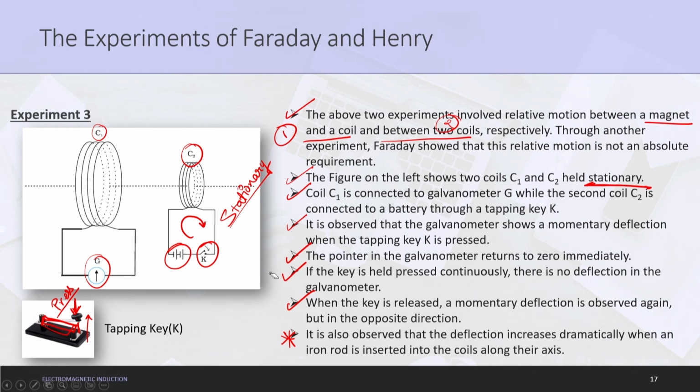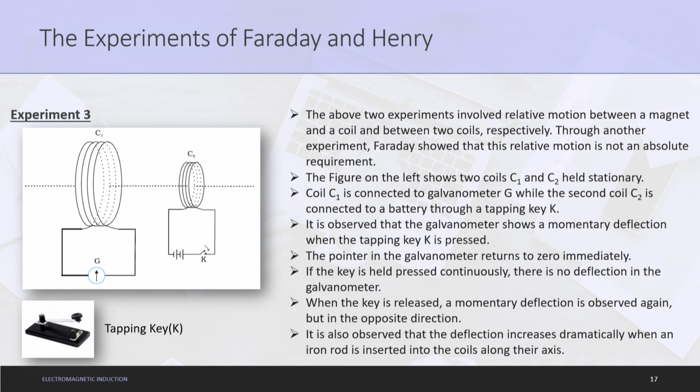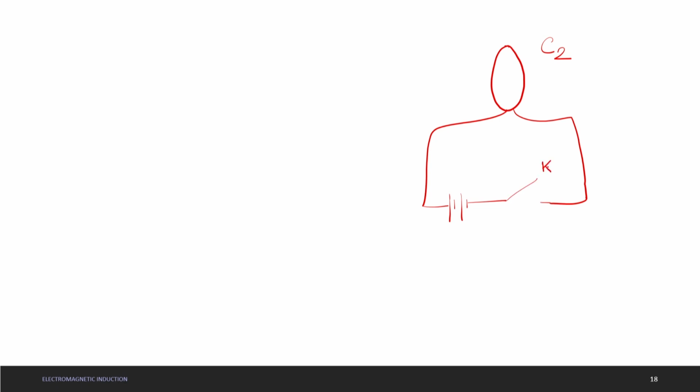First of all, I will try to explain why there is a momentary deflection, and why there was no deflection when the circuit was complete. So, to explain these three concepts, let us say I will make a coil C2 here, which is connected by a tapping key. This is a battery.